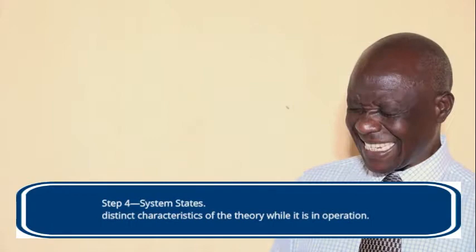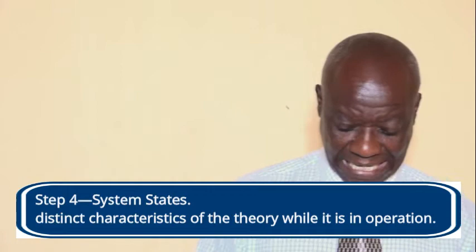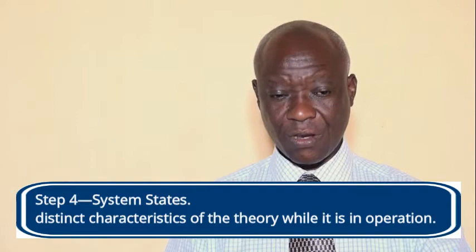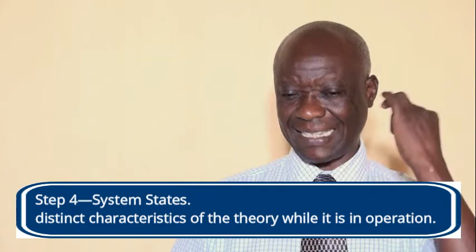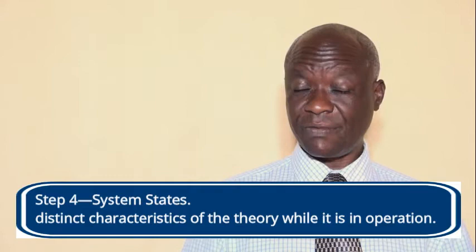So when we reach the system states, the system states actually describe distinct characteristics of the theory while it is in operation. So while the theory is in operation, we must describe the distinct characteristics of that theory. And we must do this very well. That's why, in other words, we are saying system states are descriptions of separate discrete phases or transitions the theory must evolve through in order to operate.